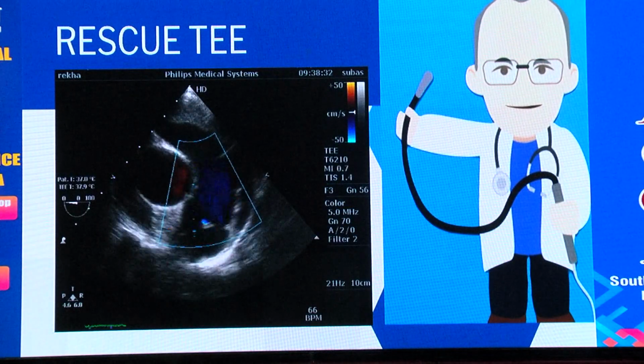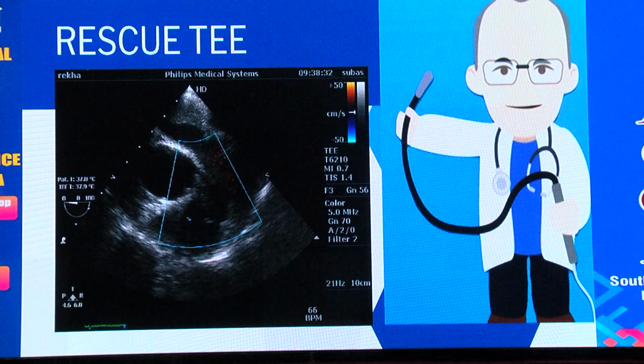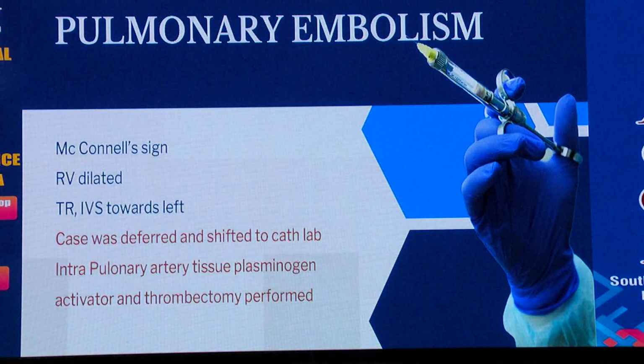And can you see the clot there in the pulmonary artery? This is the clot. Can you see the clot here? This is a clot which is in the right pulmonary artery. Now this patient, do you want to do the surgery? It's absolutely a no. So you don't do the surgery.